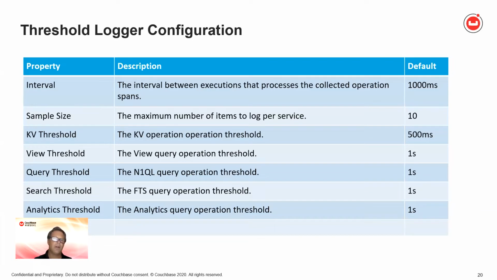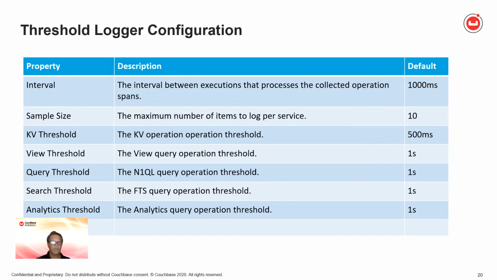Threshold configuration logging is done within the SDK in the cluster options object. There are several different properties that you can configure. First, there's the interval, which is the interval between executions that the process collects spans. We default to 1,000 milliseconds. There's the sample size, the number of samples to collect per service. So we had 3 in the last example. The default is 10.